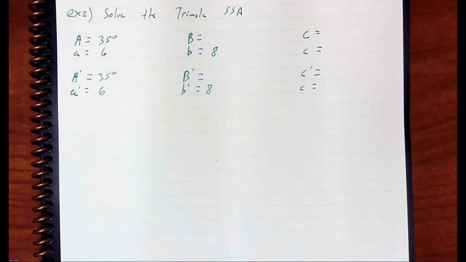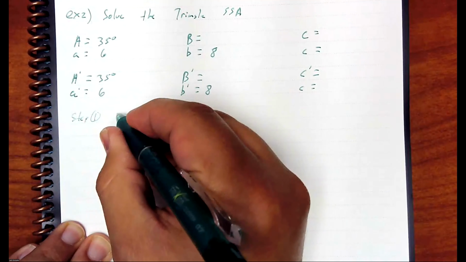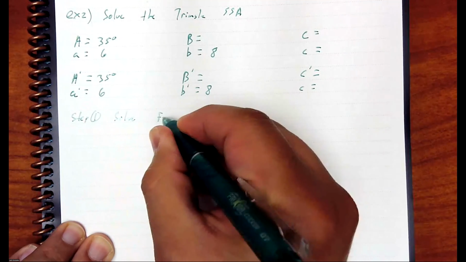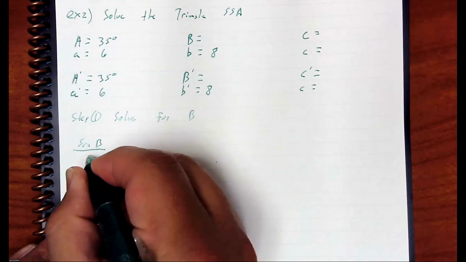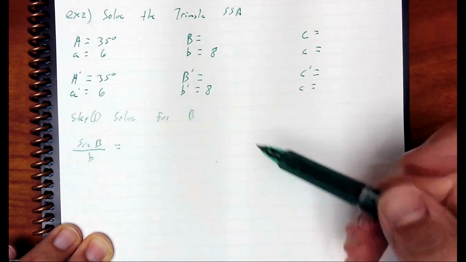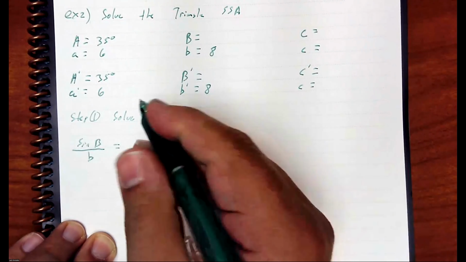So we're gonna try to find capital B. And then we're gonna have to test the two possible B's, and it's gonna turn out that they both work. Step 1. Solve for capital B. So let's start with this guy, sine capital B over little b, set that equal to the A's, right? Choosing the A's because I have them.